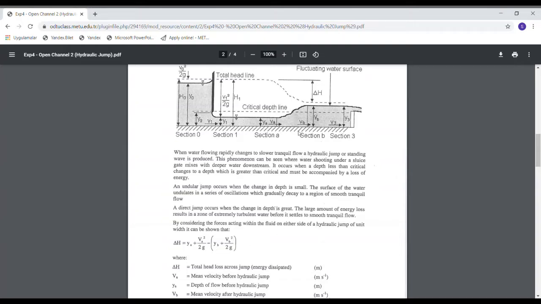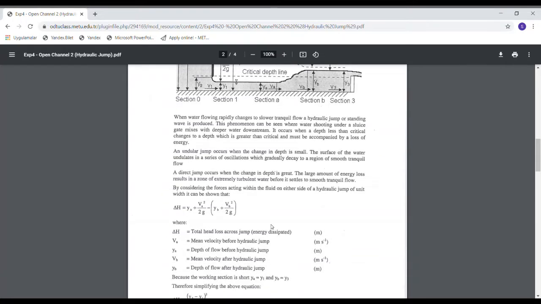And you can see these notations are also given here in this image. There are some explanations about those notations. For example, delta H is the total head loss across the jump. VA is the mean velocity before the hydraulic jump. You see, there is our hydraulic jump, and VA, YA are before the hydraulic jump, and YA is the depth before the hydraulic jump. VB is the velocity after the hydraulic jump, and YB is the depth of flow after the hydraulic jump.